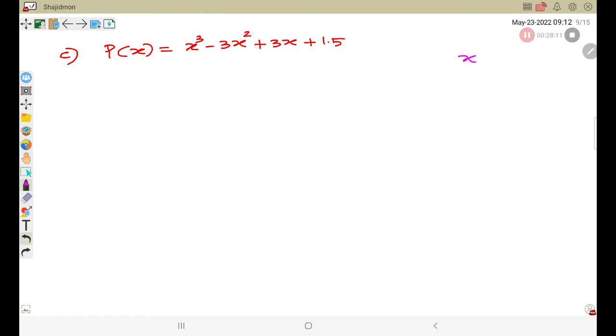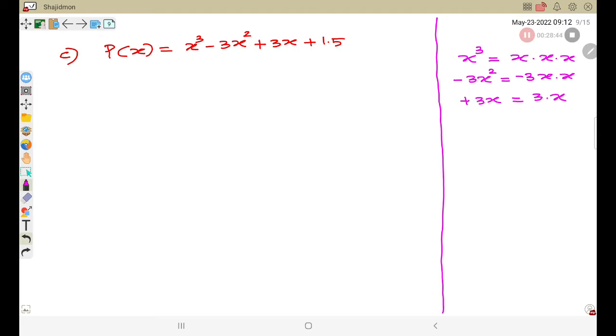The first term in the polynomial is x power 3. What is the meaning of x power 3? x multiply x multiply x. Now the second term, minus 3x power 2. What is that meaning? Minus 3 multiply x multiply x, because x power 2. Now plus 3x, that is the third term, so we can write 3 multiply x. And the last term 1.5 is a separate term.